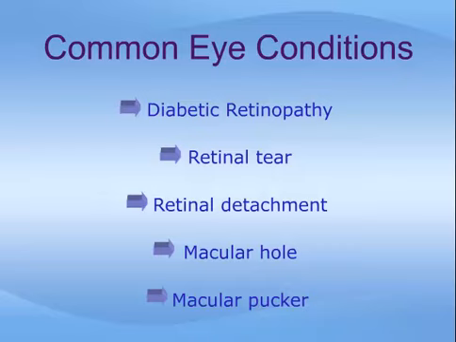Some of the most common eye conditions that require vitrectomy are diabetic retinopathy, a complication of diabetes that damages tiny blood vessels in the retina, retinal tear, which is a break in the retina often caused by vitreous detachment, retinal detachment, the separation of layers of the retina or the peeling of the retina from the back wall of the eye, macular hole, which is a hole in the center of the retina caused by injury, disease, inflammation, or vitreous detachment, and macular pucker, scar tissue on the retina that causes distorted vision.